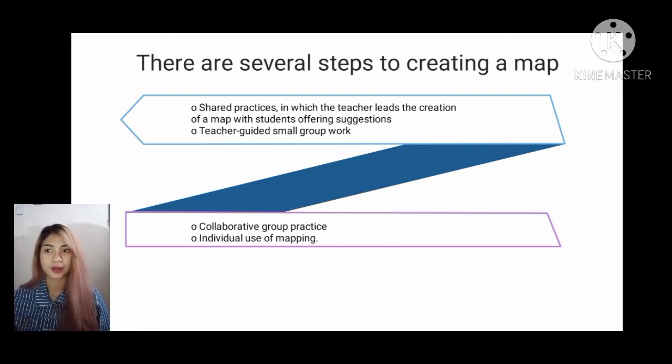The third is collaborative group practice. In this step, each student group will explain their group discussion result of semantic mapping and they will do the practice together. The fourth is individual use of mapping. After the students learn in the group work, each individual student will be asked to create a map with the material that will be given by the teacher.